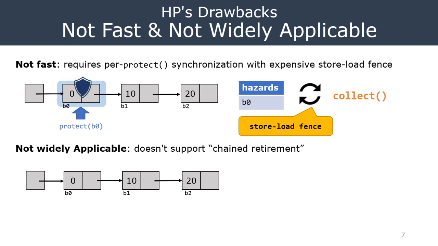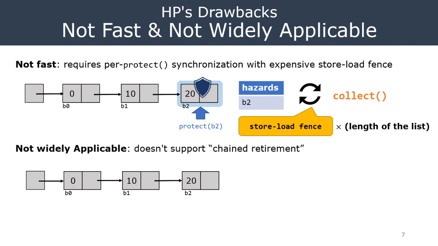Okay, so let's see this animation once again. In each iteration, it needs to issue the fence, and that's the reason why the fence should be issued as many times as the length of the list. So it's not very fast. Empirically, hazard pointers are usually assumed to be slower than the other alternatives by 3 times. That is very bad. We can utilize only 30 or 40% of the entire bandwidth or capacity when using hazard pointers.